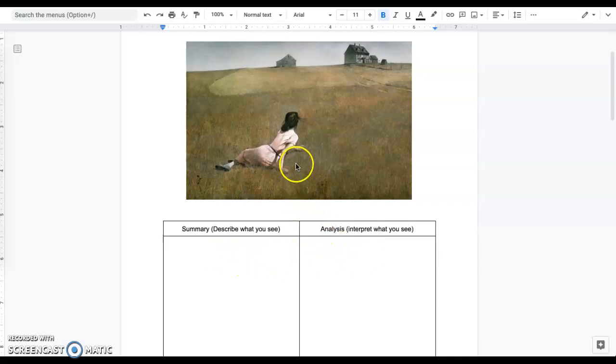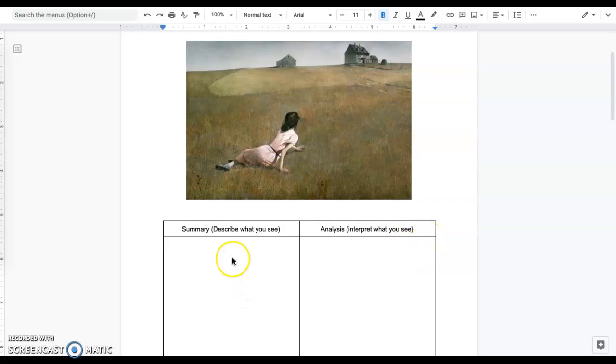So, for example, hopefully you notice, look at this arm, you guys. It is just painfully thin. So in your summary, you might have said that she is very slender, thin, whatever you want to call it. Whereas in the analysis, you might start to worry about her health. Is she so thin? Is she emaciated? Is she very ill? What's going on here?